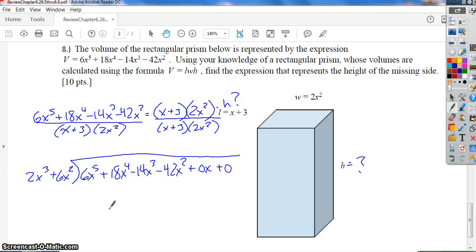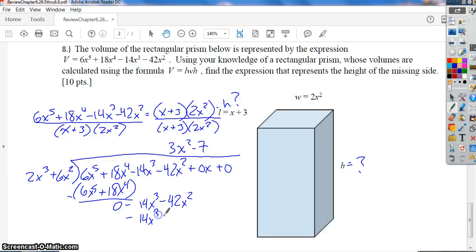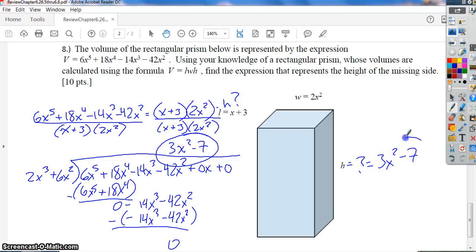What do I multiply 2x cubed by to make it 6x to the 5th? I'm going to multiply it by an x squared, and I'm going to multiply it by a 3. So this is going to be 6x to the 5th, 18x to the 4th. Those are gone. What's left is negative 14x cubed minus 42x squared. 2 times what is negative 14? 2 times negative 7. And that's all I need, because negative 7 times that is negative 14x to the 3rd minus 42x squared. Subtract that, and get 0. So my height would be 3x squared minus 7.